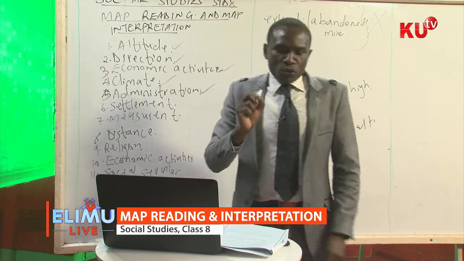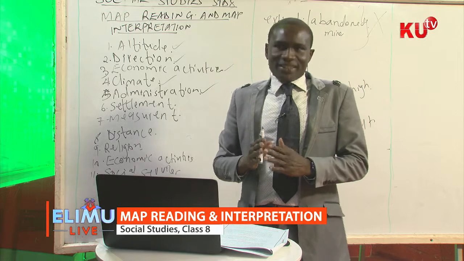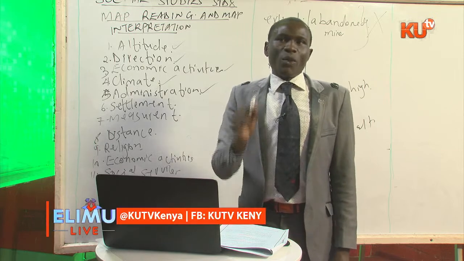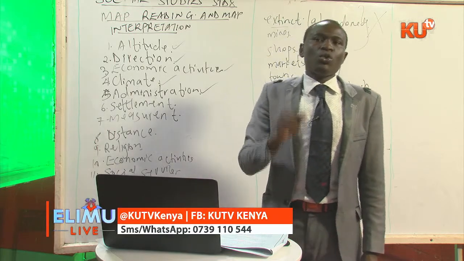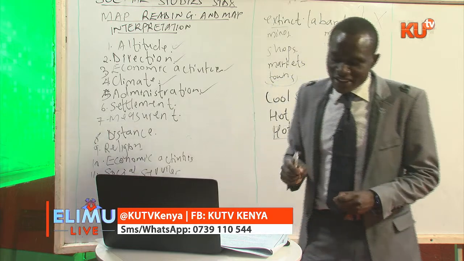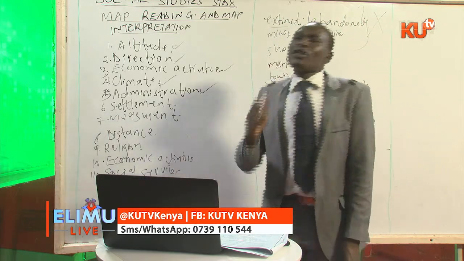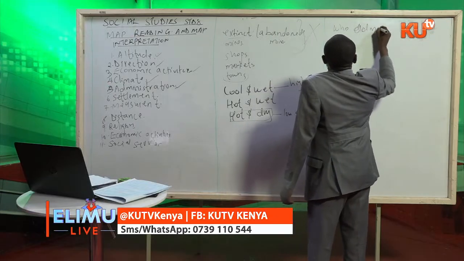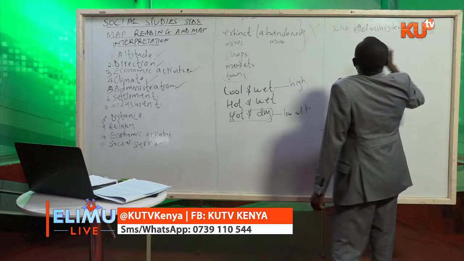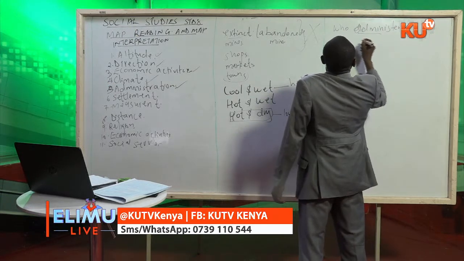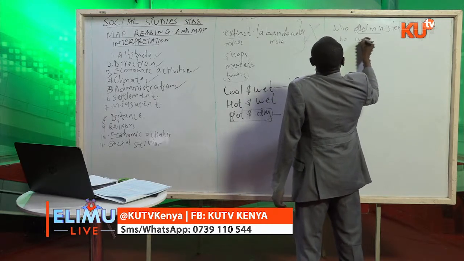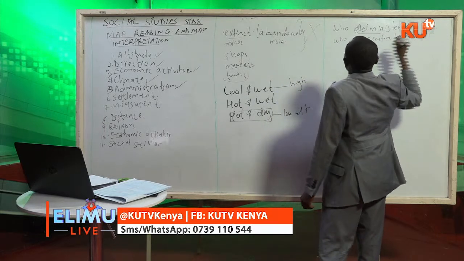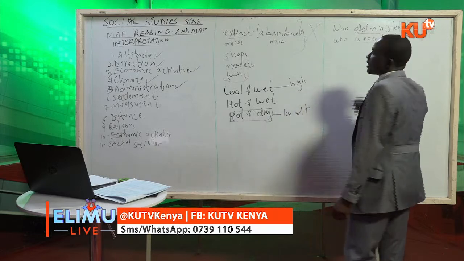Now, if you want to look at the administration in this case, you need to identify if the area is a county or not a county. We have already seen how you are able to identify the administration. Now, one, if the question asks about who administers, or number 2, who is the executive head? Who administers or who is the executive head?